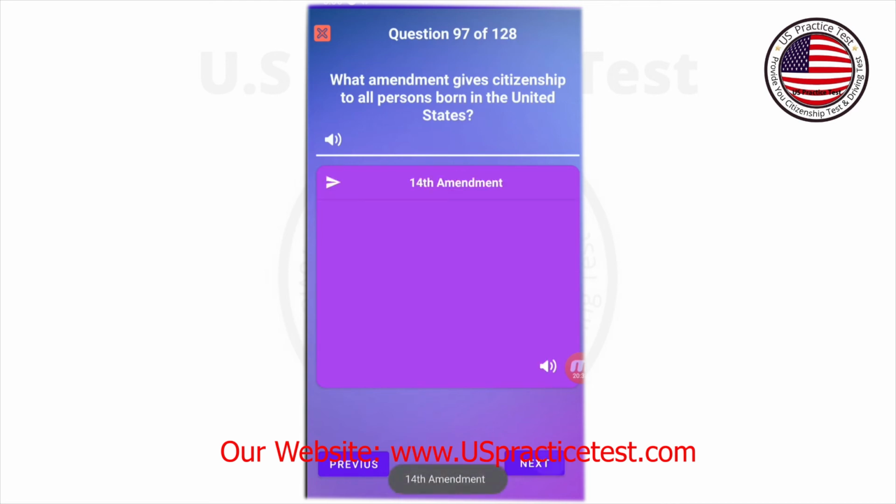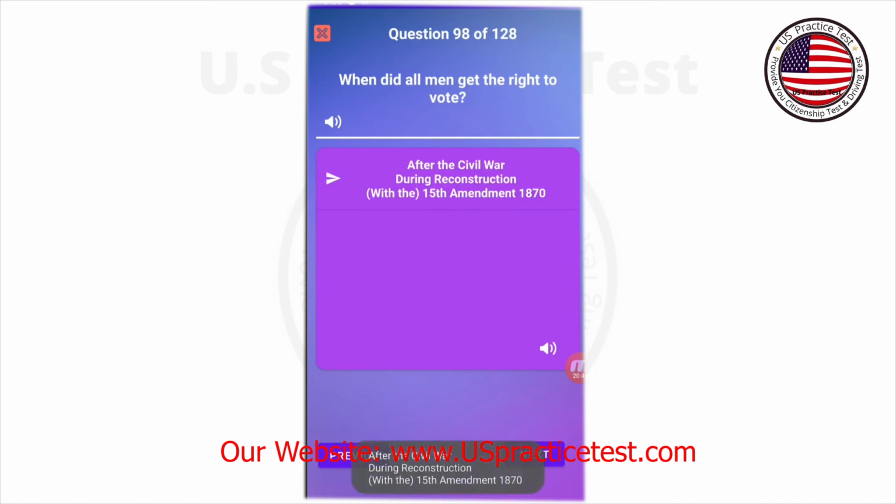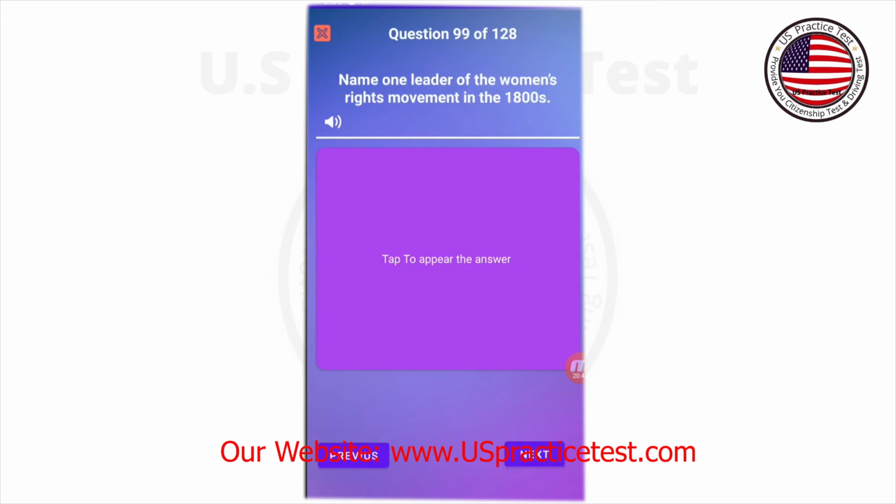14th Amendment. When did all men get the right to vote? After the Civil War. During Reconstruction. With the 15th Amendment, 1870.